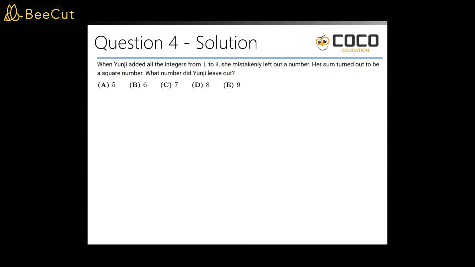Now for question 4. So we have added the integers from 1 to 9. First, we can find the sum from 1 to 9. The sum equals 45. And she left out one number, so the sum of the remaining 8 numbers gives us a square number. Then we need to find a square number that's less than 45. So that's 6 squared. This square number is 36. So the difference between them gives us the number that she left out. Now 45 minus 36. The number is 9. So we choose option E.